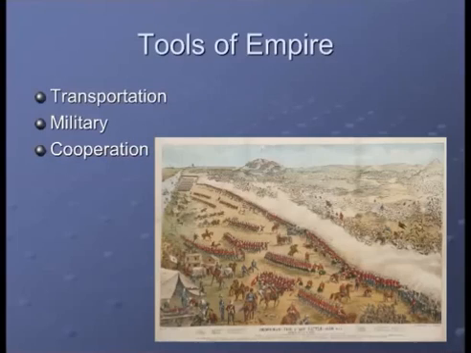So you see that there are nationalistic, cultural and religious, and also economic reasons for imperialism. But how did it happen? Well, they needed certain tools. First of all, they needed quick transportation.